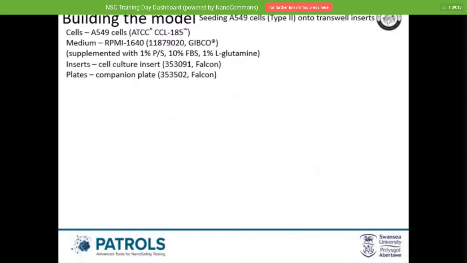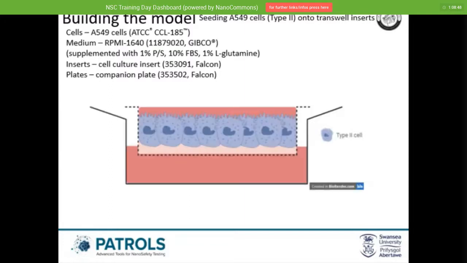Our A549 cells come from ATCC, and we grow them in RPMI media, which is supplemented with penicillin streptomycin, 10% FBS, and 1% L-glutamine. We use inserts from Falcon as well as companion plates also from Falcon, and we use a mixture of 12-well and 6-well inserts depending on the endpoints we want to look at and focus on within this project. So initially, we want to seed our A549 cells alone into the transwell inserts with media both on the apical and the basal side, which is indicated by the red on this diagram.